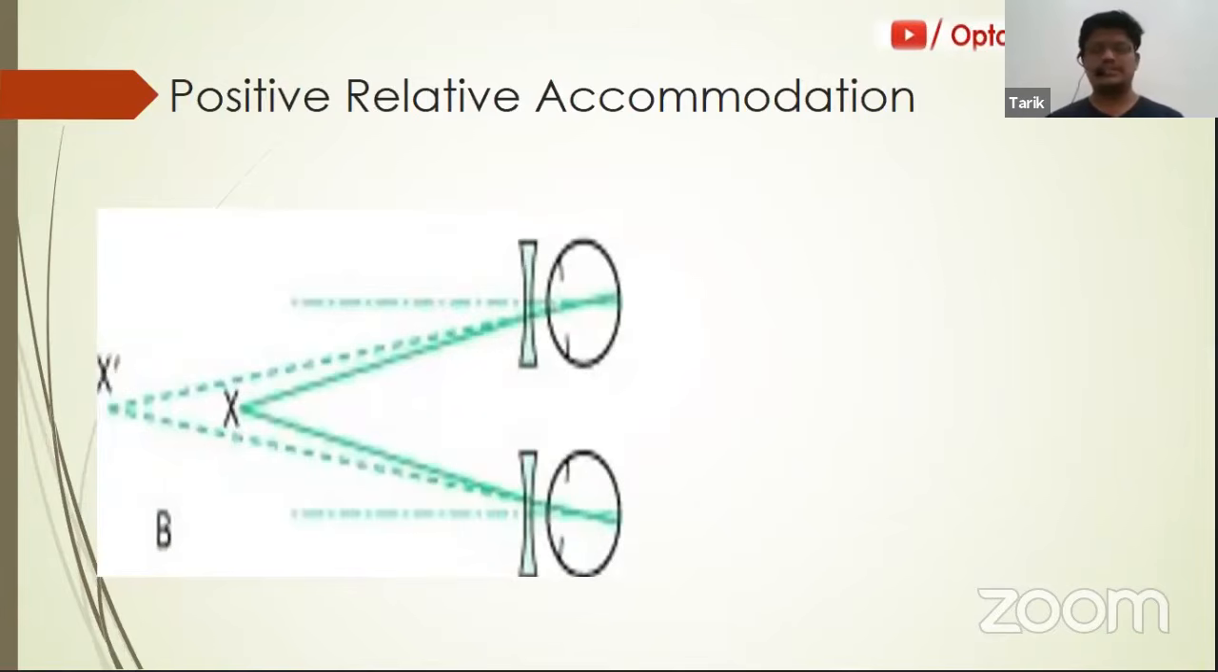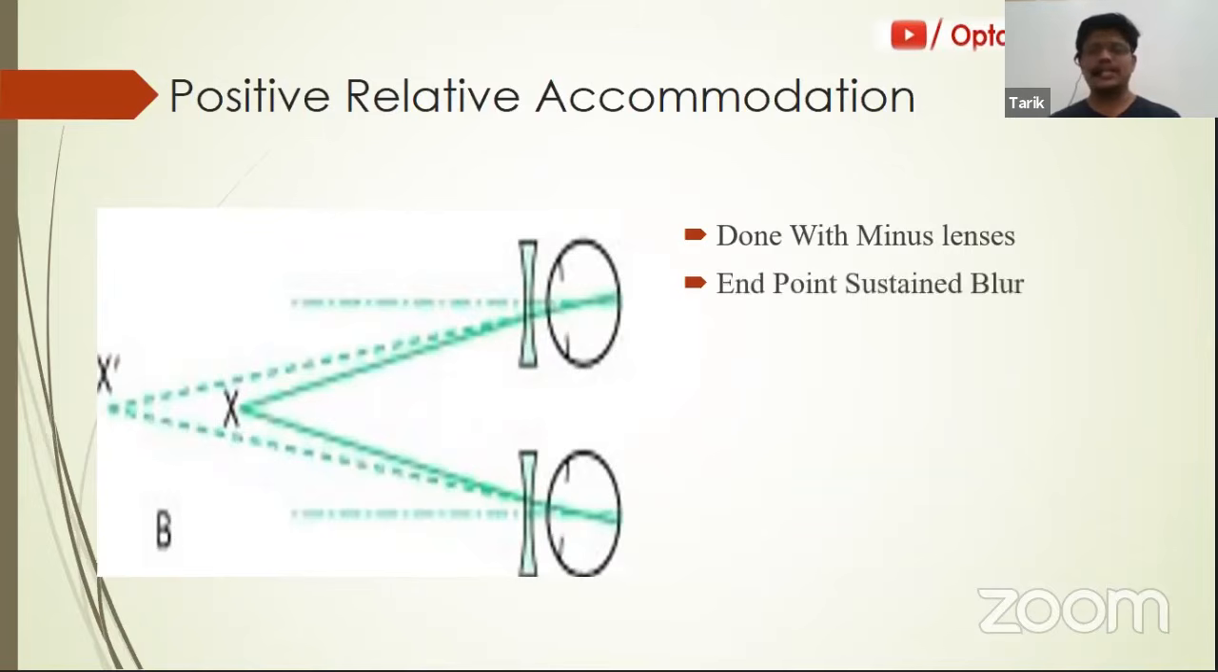With minus lenses, whenever I put a minus lens right in front of your eye, to clear the image, or rather to counter that minus power in front of your eye, you will induce some plus power with the help of your accommodation. In short, you will accommodate to cancel out the minus power effect in front of your eye. The moment you do that, you will start converging at the same time, because if you're accommodating, you're also converging. The endpoint again is the same, a sustained blur. You ask the patient to tell you the point where he cannot clear the image despite further effort. So here the ability to stimulate the accommodation is being assessed.